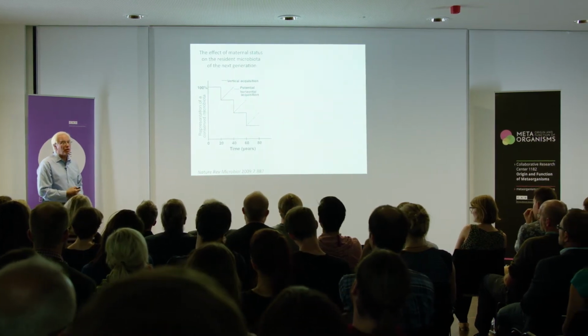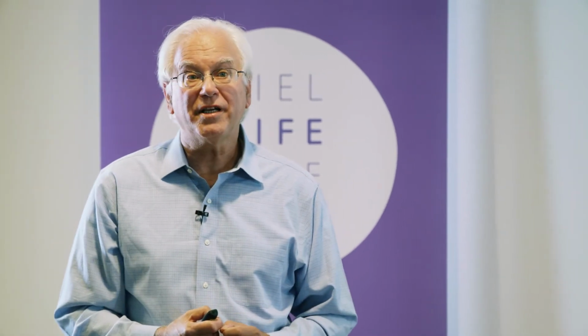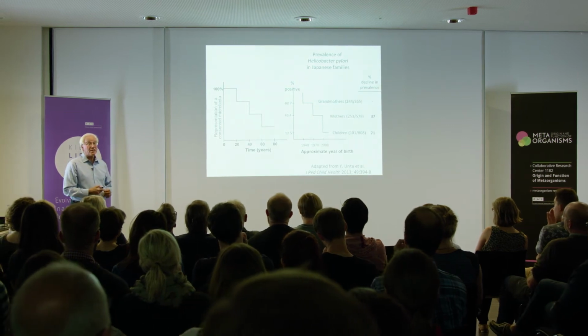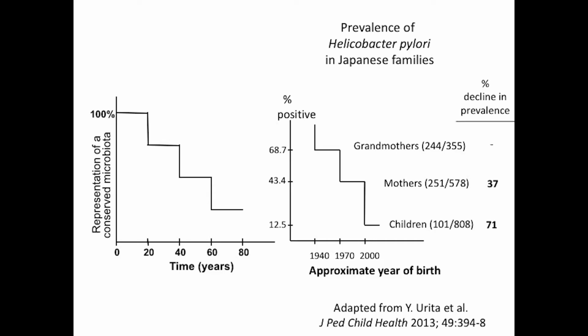So in this view, the loss of microbiota is cumulative across generations. The conduct of one generation affects the next generation. There's already evidence that supports this view. Here we're looking at the prevalence of Helicobacter in 3 generations in Japanese families, and you can see the same kind of step that we have postulated.